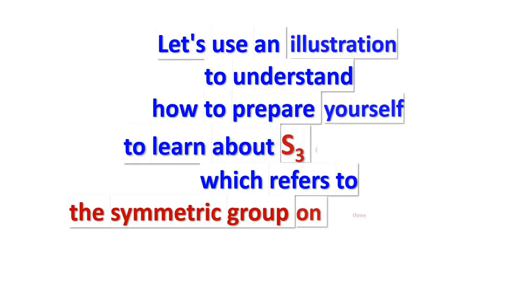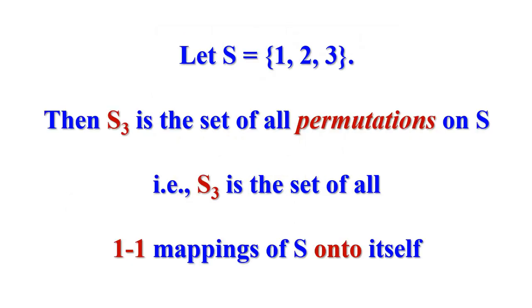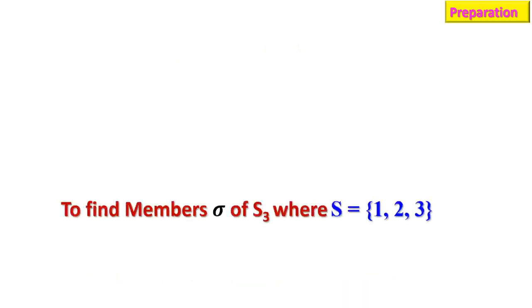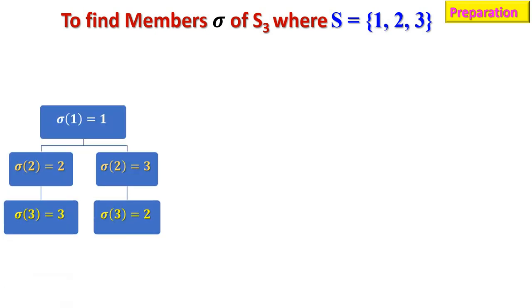Now, let us use an illustration to understand how to prepare yourself to learn about S3. In algebra, S3 refers to the symmetric group on three elements. Suppose S is the set consisting of the three elements 1, 2 and 3. Then S3 is the set of all permutations on S, that is, S3 is the set of all one-to-one mappings of S onto itself. Now we are going to find out the members of S3, where S is the set consisting of 1, 2, 3.